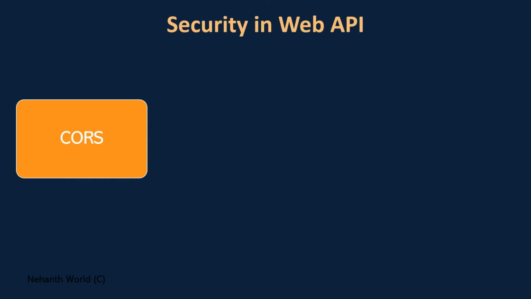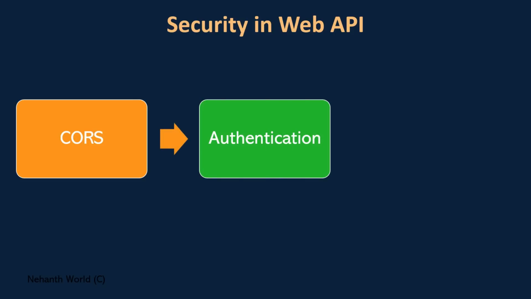First stage is CORS. Using this CORS, we can decide what websites or origins can consume our services. CORS is nothing but cross-origin resource sharing. Using this configuration, we can allow only particular users or websites, and we can block other websites or other applications.